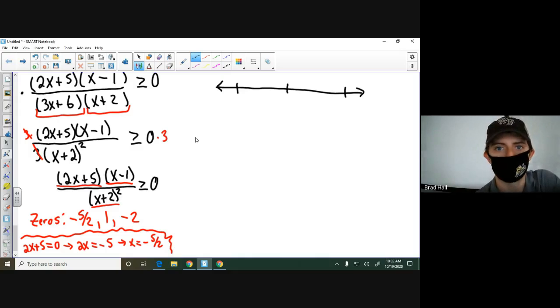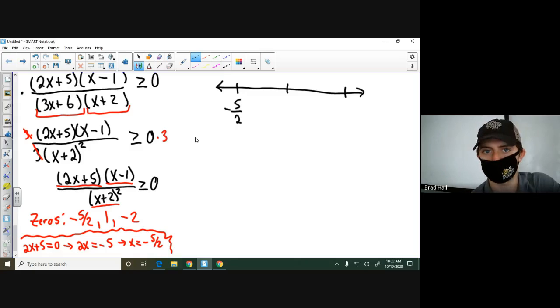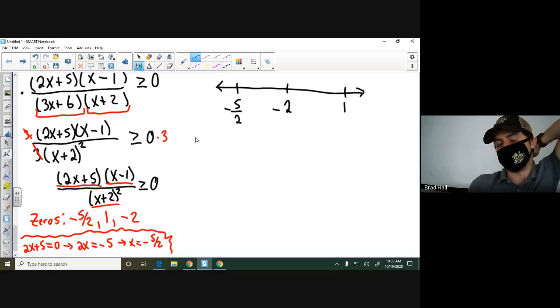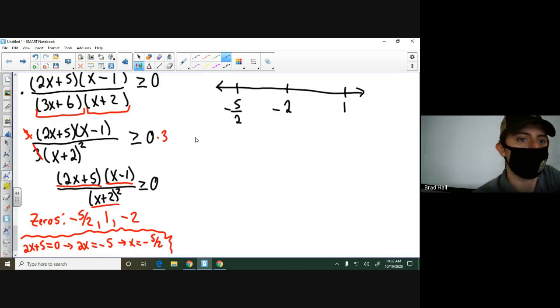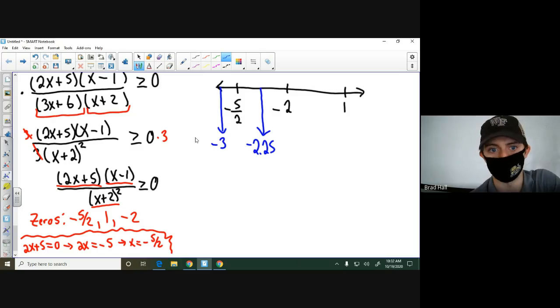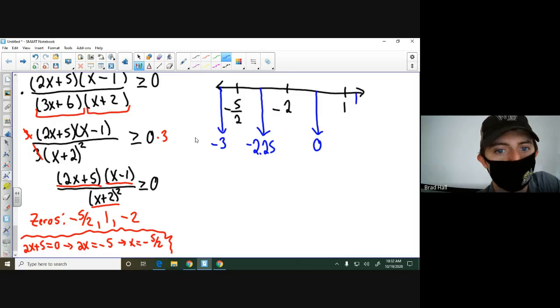I'll put these in order of which one's the smallest, which does end up being negative 5 over 2, because that is negative 2.5, which is smaller than negative 2. And then we have positive 1. So from here, if you use the test point method, I'm going to use the multiplicity method. But if you were to use the test point method, you could pick test points of negative 3. This one right here is kind of the tricky one. You would have to pick negative 2.25, because that is a number in between negative 2 and negative 2.5. Here you could pick 0, and here you could pick 2.